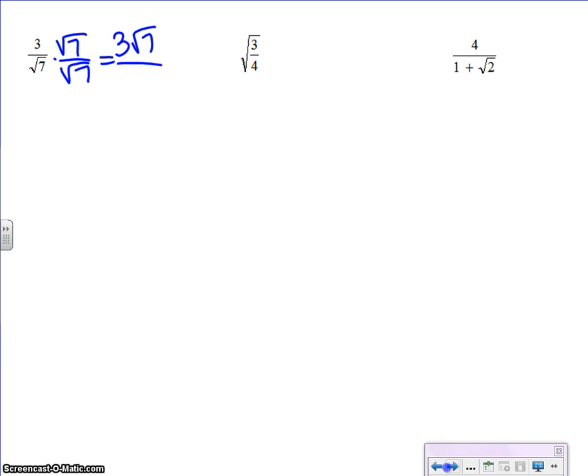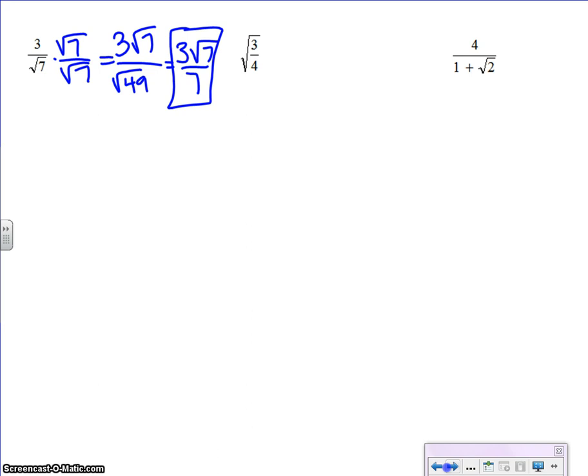Root 7 times root 7 is the square root of 49. The square root of 49 just simplifies to 7 though. Now before we circle our answer, we're looking at 3 and 7. Those are numbers outside of the square root. Can we simplify 3 sevenths? Obviously we cannot. They're both prime numbers, so there is our answer there.